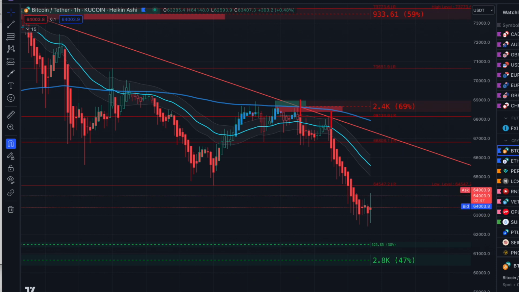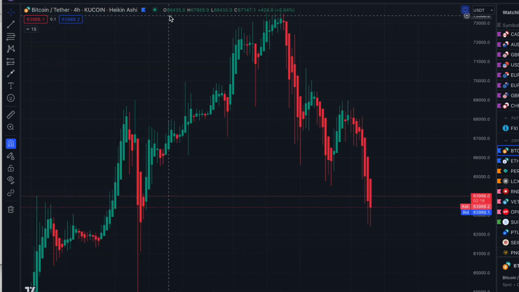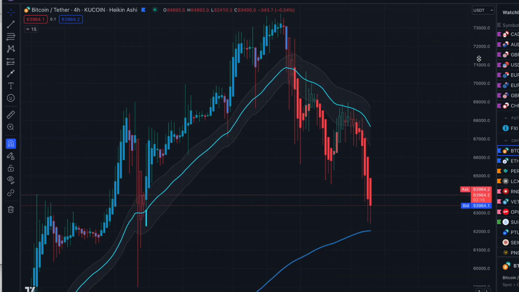So in the 1 hour, we've lost the 200 EMA, we're below the 34 EMA, we've got some order blocks on the chart, and we can see there is a resistance line at 64,547. But on the 1 hour, we can see there's some support there as we are starting to get a candle turn. But I really want to take a look at the 4 hour chart, because I think that's going to give us a better story.